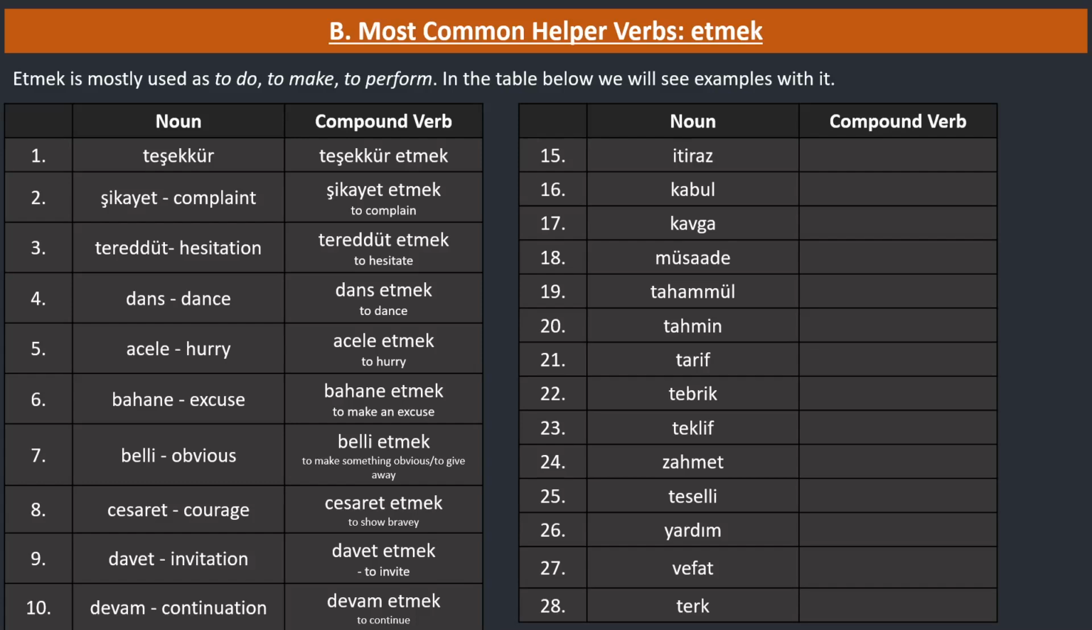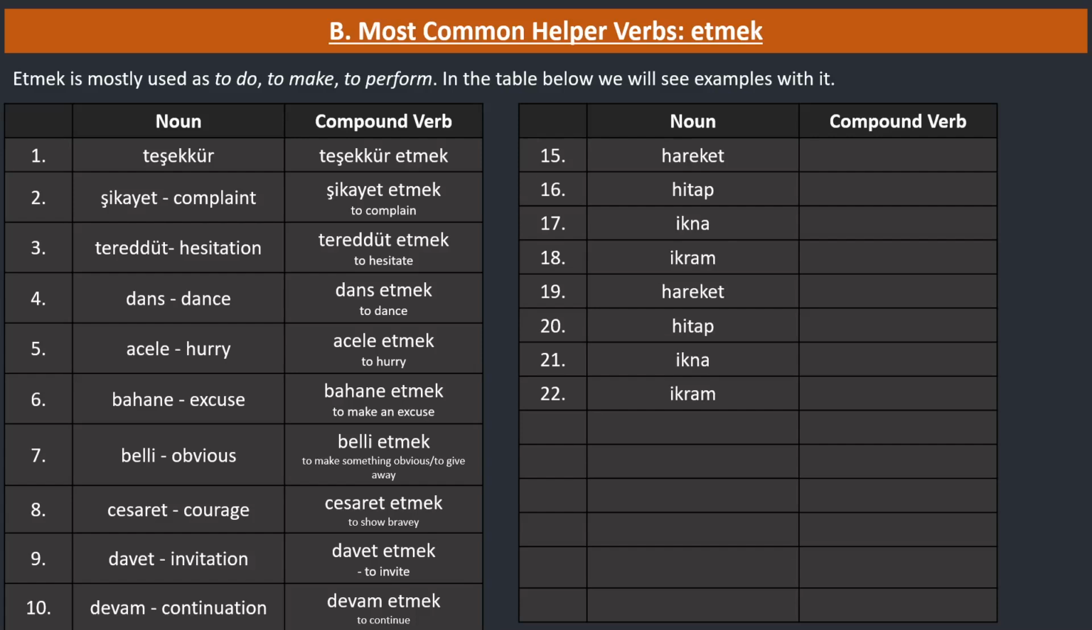Okay, let me adjust the tables. Bunları biraz düzelteyim çünkü burada bunlar kaldı. Hareket ile devam ediyoruz. Martı, hayır. Devam is not again. Devam is the continuation of something. So, devam edelim. Let's make a continuation. Let's continue.